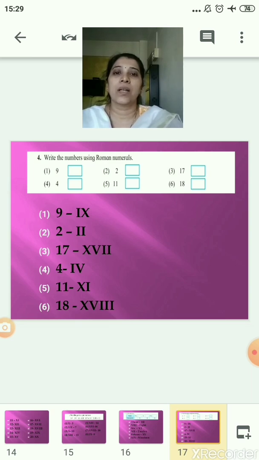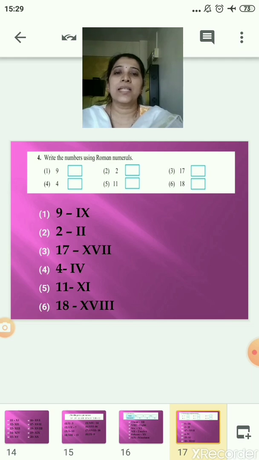Second one is number 2. So you will write 2 times capital letter I. Third number is 17. So you will write the symbol for 10, that is X, and symbol for 7, that is V, and then 2 times I. Next is symbol for 4. Symbol for 4 is 5 minus 1, that is 4. So you will write it as capital letter I and capital letter V.